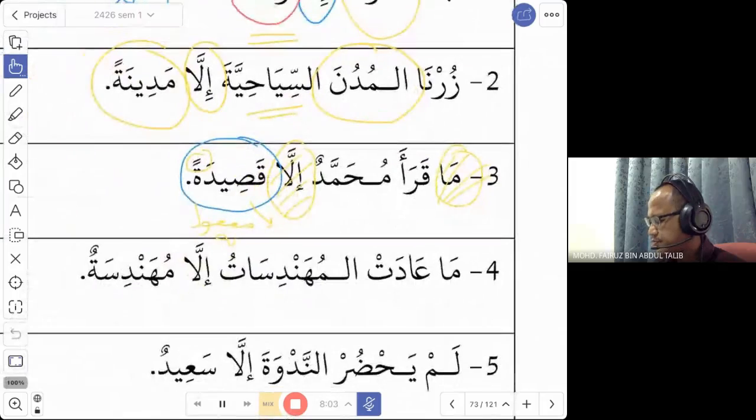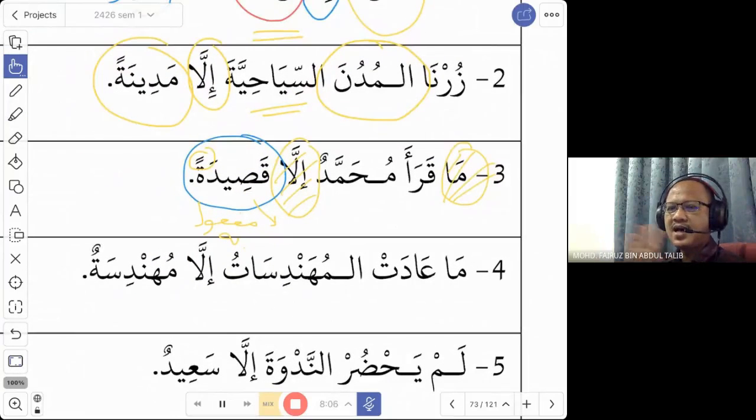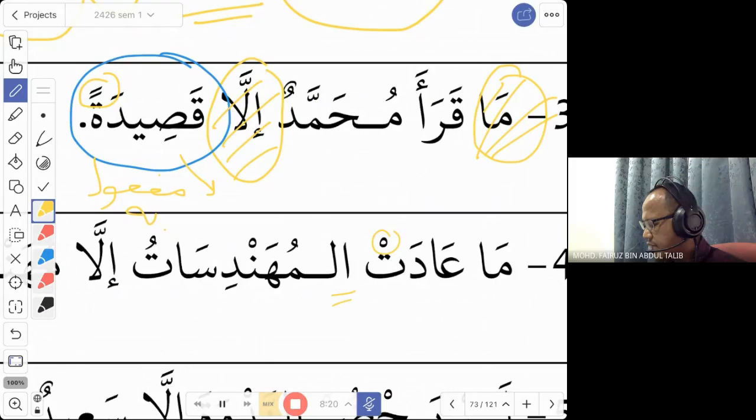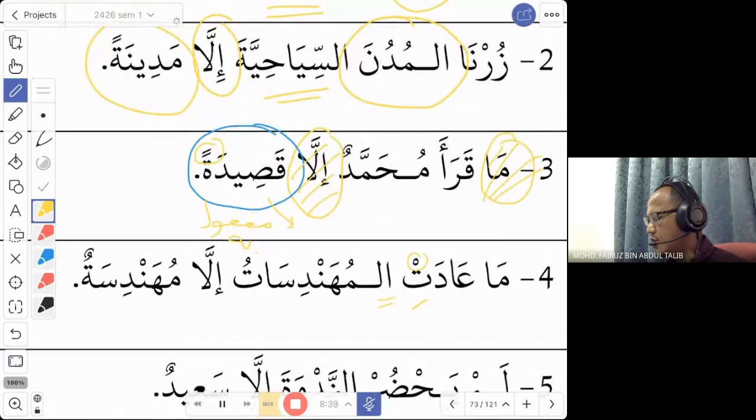We do number 4. Again, you have nafi. Ma'adatil muhandisatu, ma'adat al muhandisat. But of course, whenever you have a sukun and you have alif lam, you can read this with a kasrah. That is why I read ma'adatil muhandisat, because we don't read ma'adat al muhandisat. You don't read this al in the middle of a sentence. We join with the previous words. Ma'adatil muhandisatu illa muhandisatun.